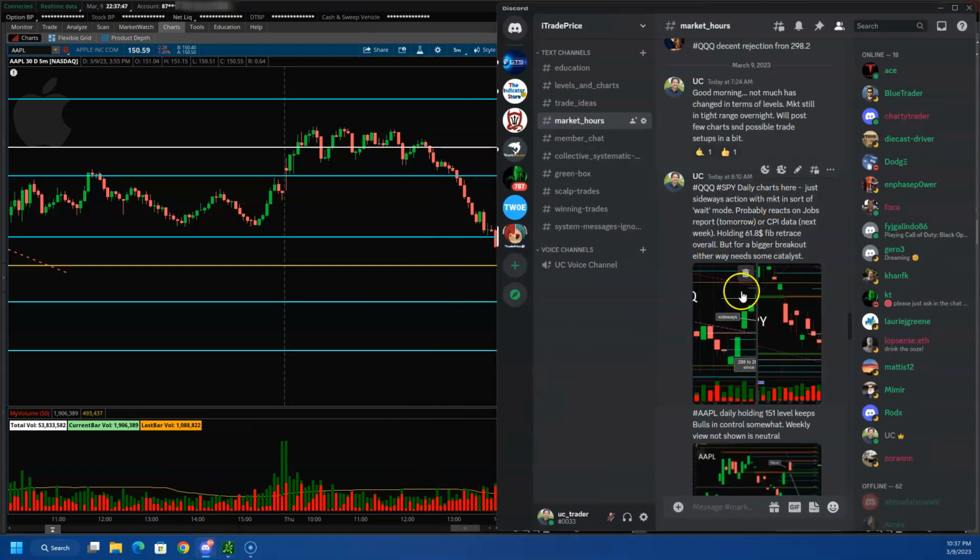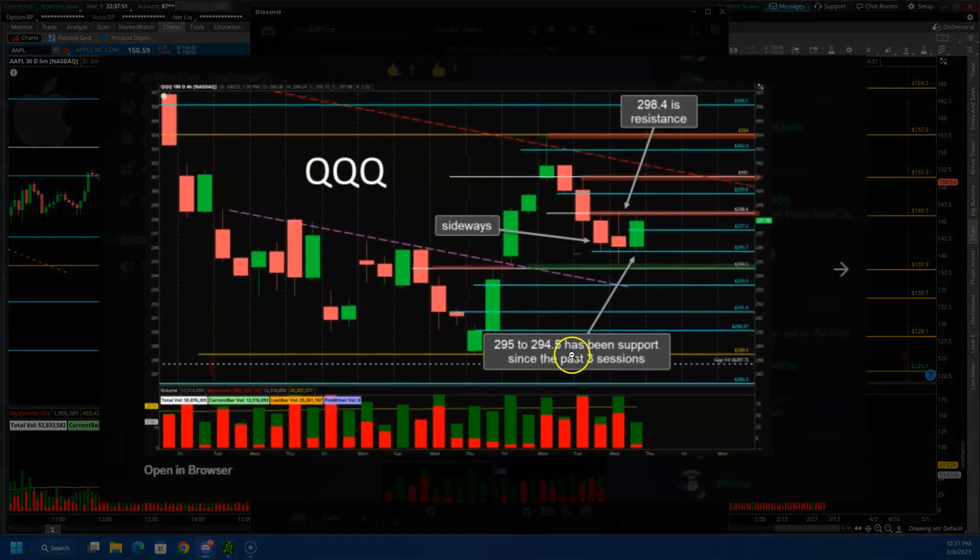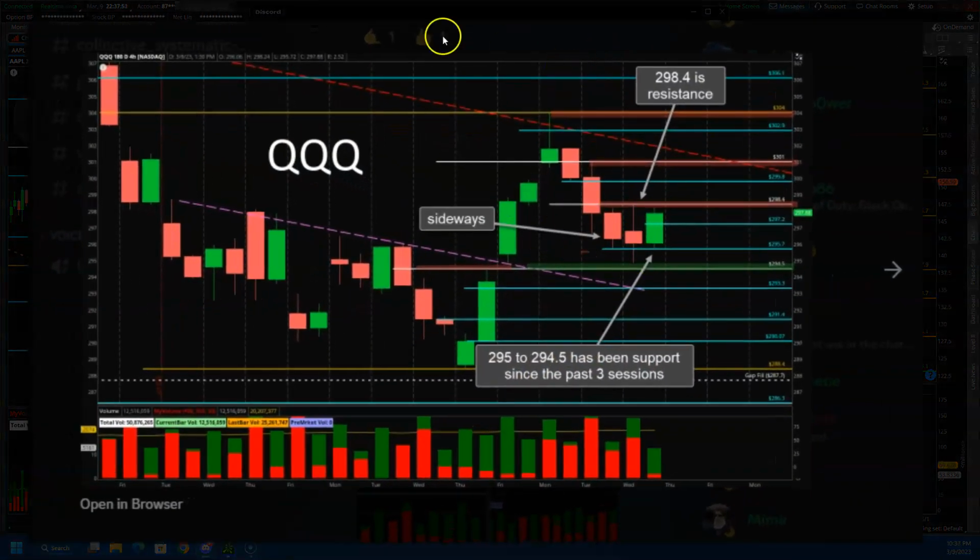Okay, so the morning thing was that we were sideways, right? The market was stuck between 298.4 on the top. I'm talking about QQQ, right? And on the support side, 295 to 294.5 has been providing the support for the past 3 sessions, right? So anything above that was sort of a breakout trade, or anything below that was a bearish breakout trade, right?